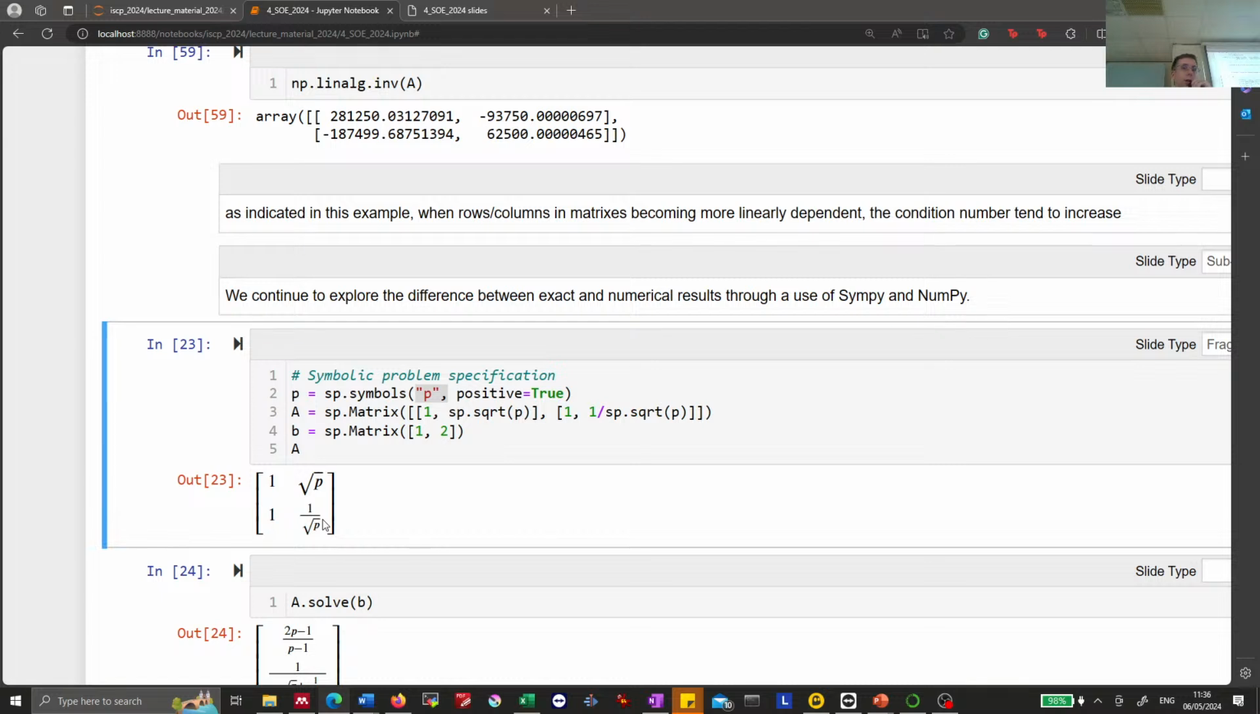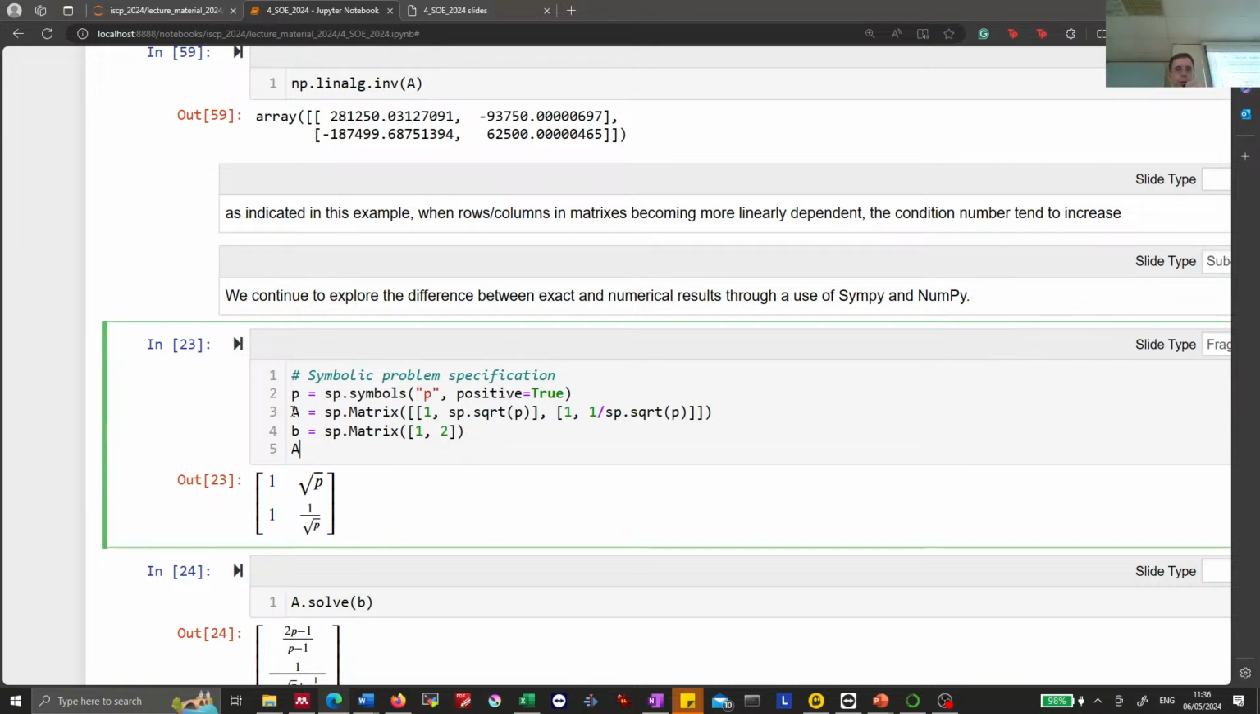If p is very large, the two vectors will be very, very different, right? The square root of 10,000 and 1 over square root 10,000 will give you quite different numbers, like 100 and 1 over 100.